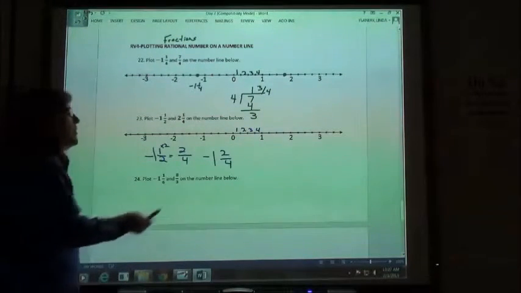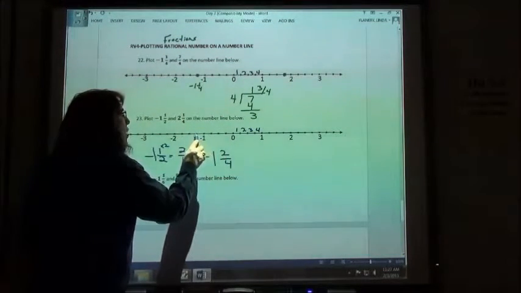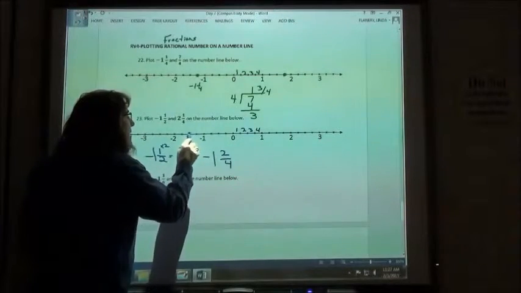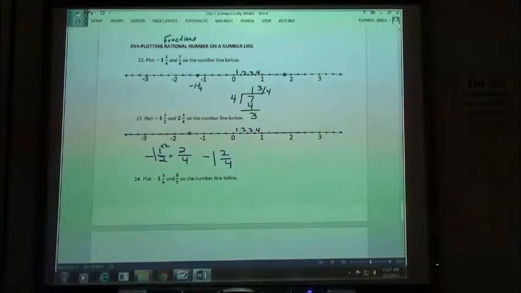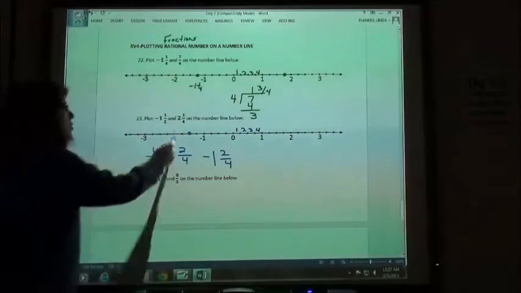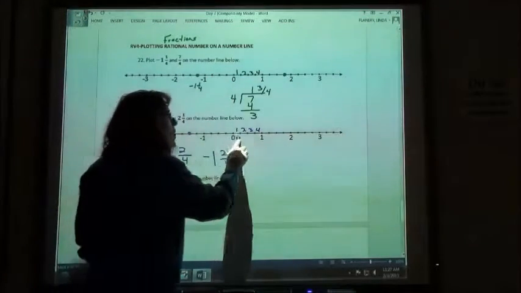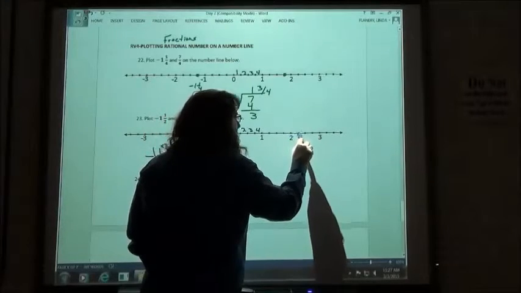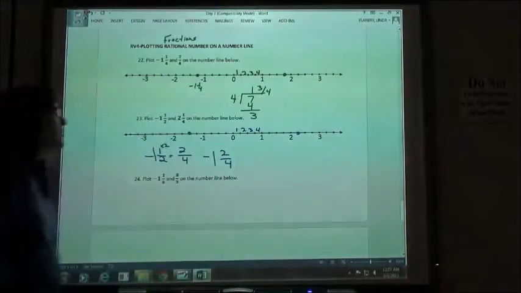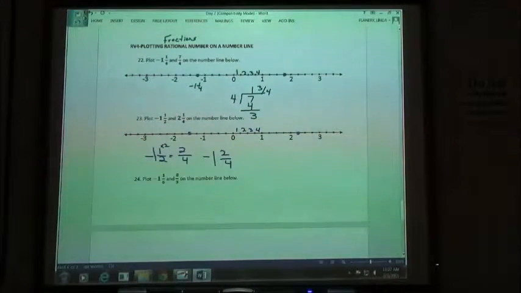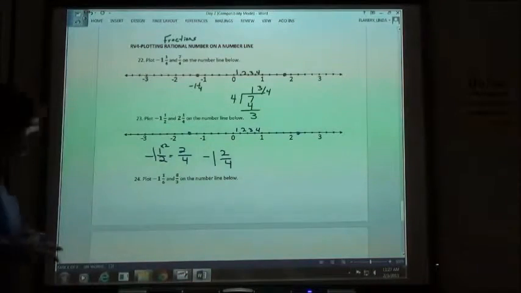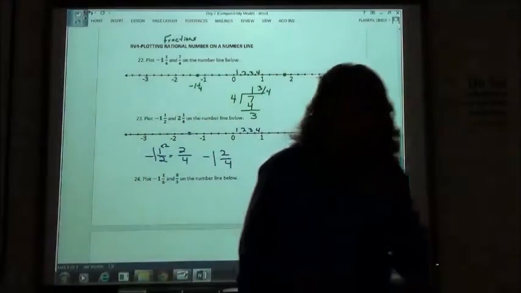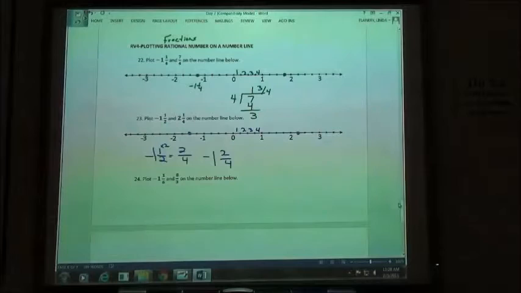So now I can plot that. Negative 1 and 1/4, 2/4. You can see it ends up halfway between the negative 2 and the negative 1. The 2 and 1/4 I can just go ahead and do. Hop over to 2, do 1/4 to the right past that. So there's my 2 and 1/4. So while I go ahead and adjust my board, you go ahead and do number 24 on your paper.